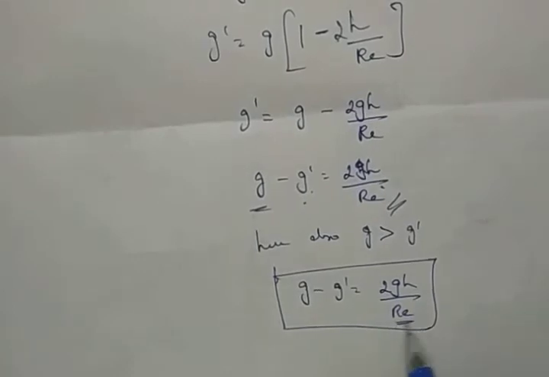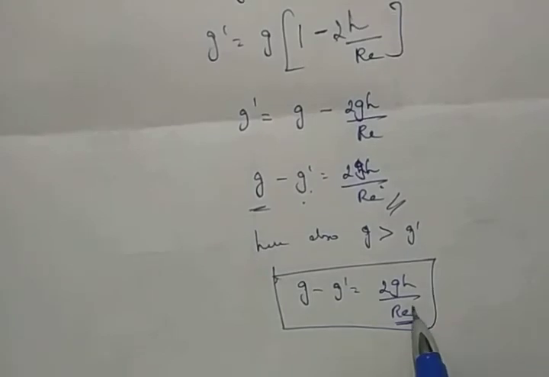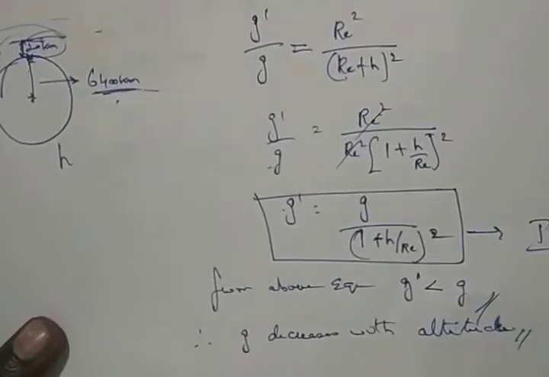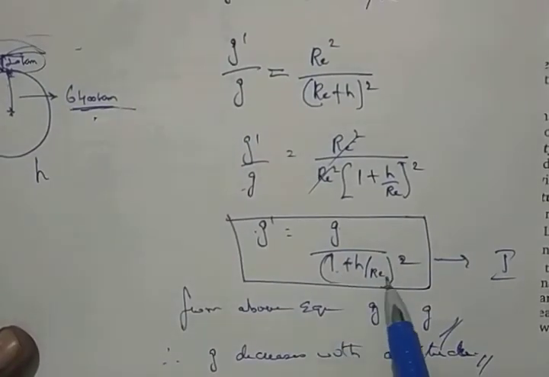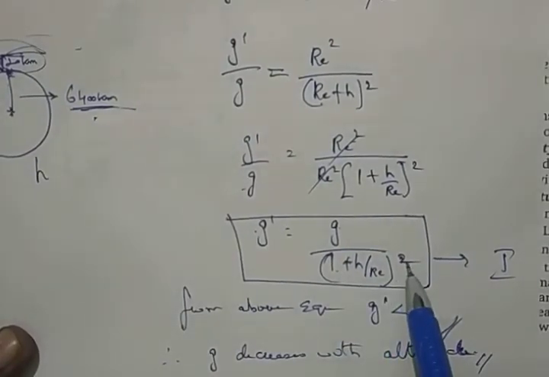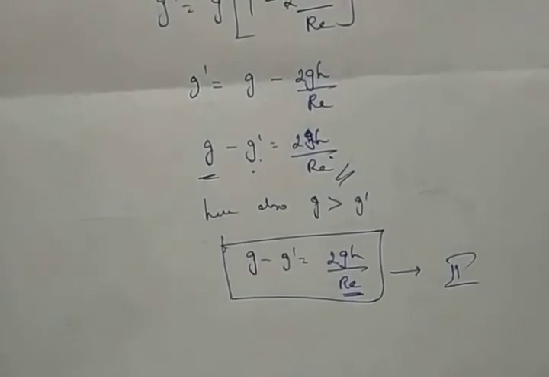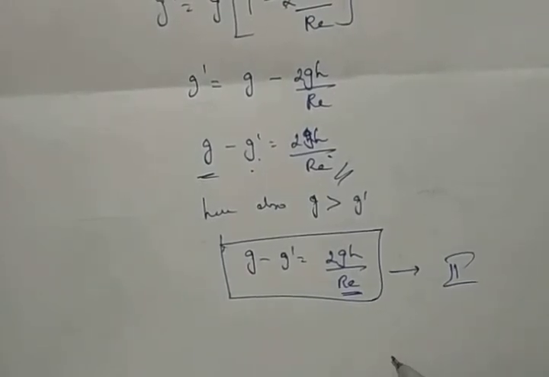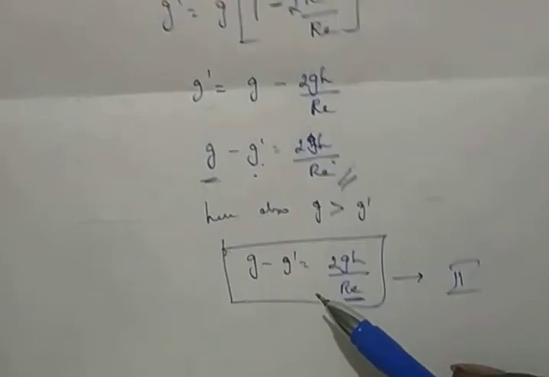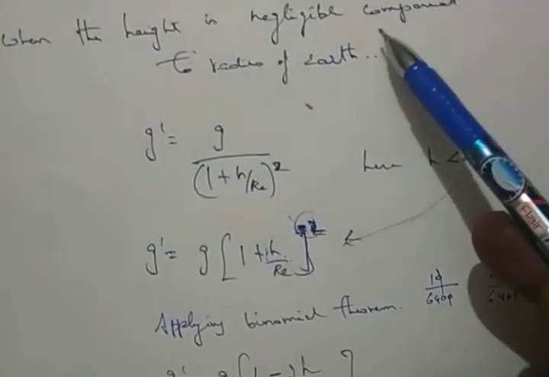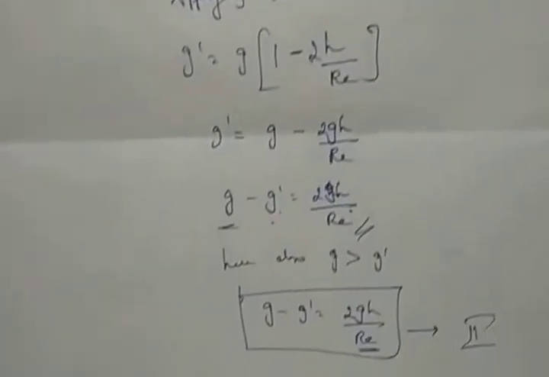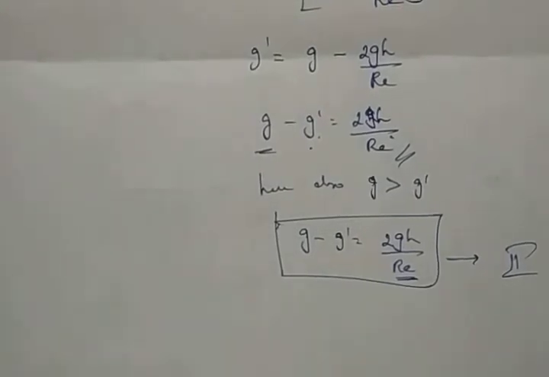But at this time, it is only RE, it is not squared. Are you able to see this one? It is not squared, whereas in the previous derivation the whole thing was 1 plus H upon RE, the whole square. Now it is just RE. So this is the second equation, when it is above the surface of Earth at a sizable distance, not very high, negligible compared to the radius of Earth. Alright. So with this, the derivation gets over.